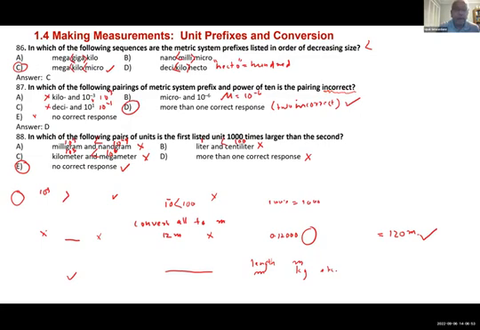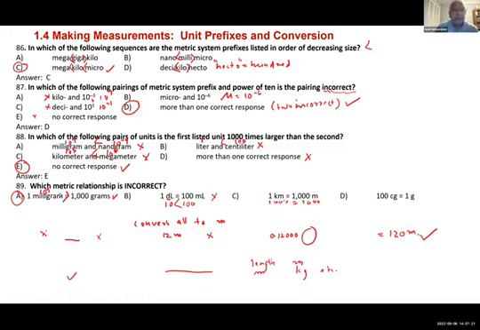Why is that? I found nothing had a 10 to the 3 difference. 3 here on the A, 9 here, 6 difference. 1 here, that's 100 difference, 10 to the 2. That's 5 here and 6 here, 1 difference. Therefore, more than correct response is wrong, also no correct response.